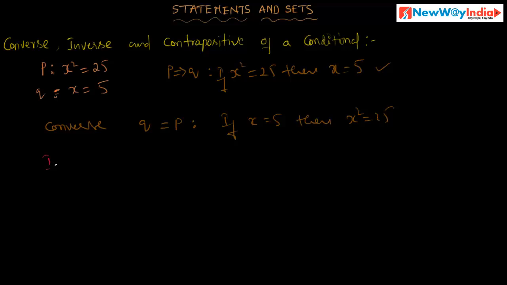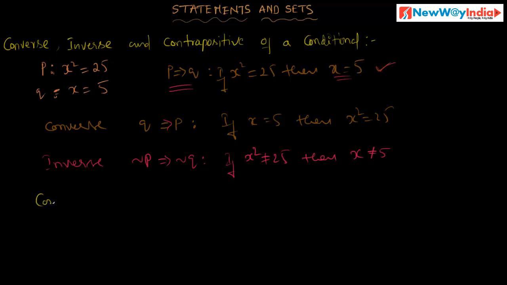Next, the inverse. The inverse is negation P implies negation Q. We have to add the negation to P. What is the negation of P here? x square not equal to 25. And the negation of Q is x not equal to 5. So this is the inverse of the given conditional: if x square is not equal to 25, then x is not equal to 5.